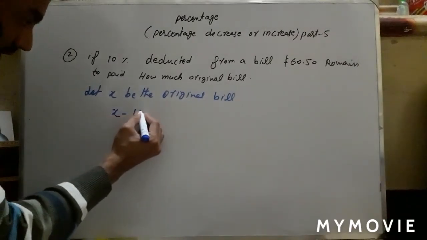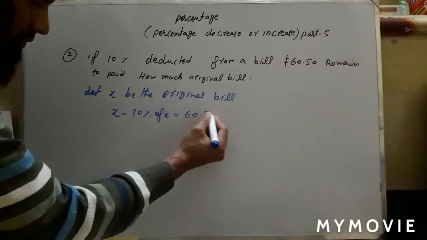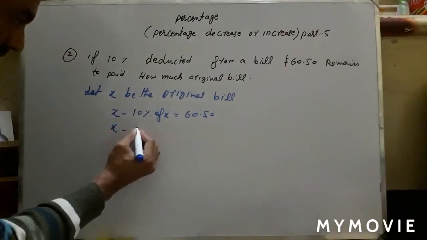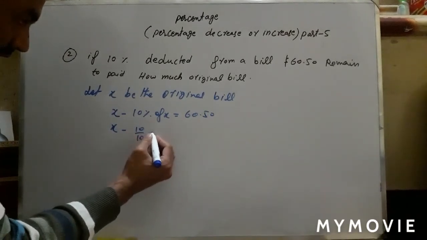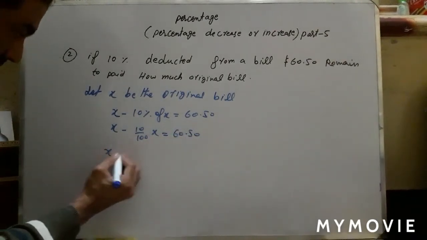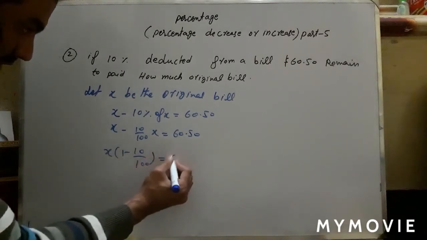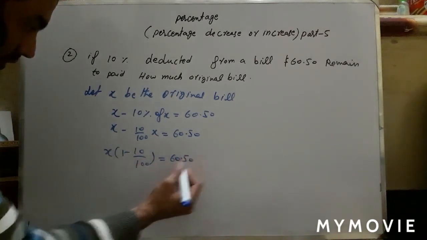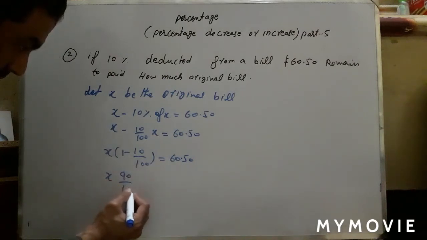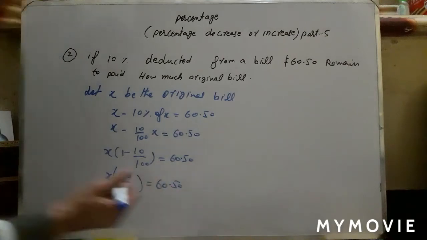X minus 10% of x. The bill is 60.50. And then x minus 10 divided by 100 of x, the bill is 60.50. Take x common: 1 minus 10 divided by 100 equals 60.50. And when you solve this one, 90 by 100 equals 60.50.